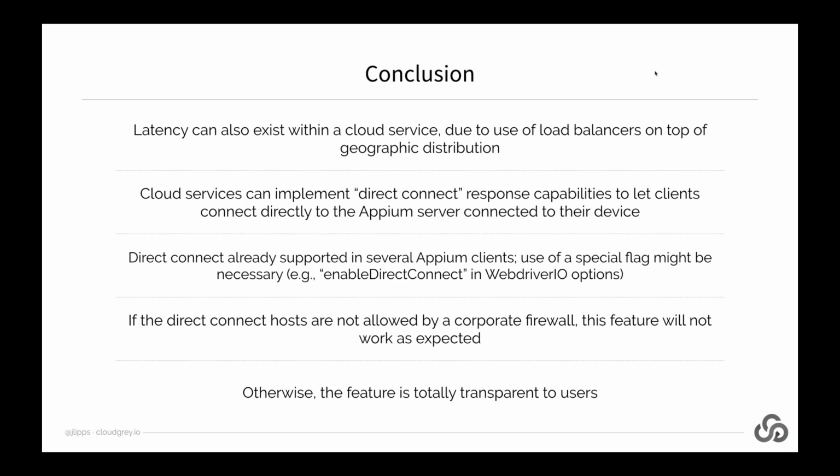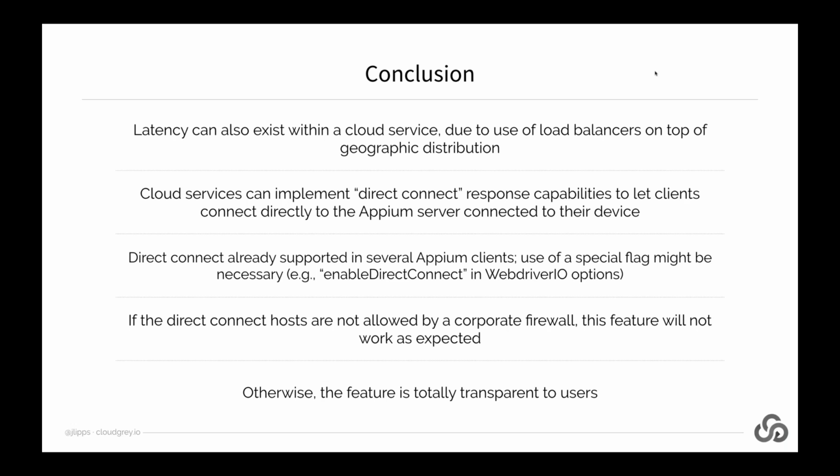So that's basically it. The one thing to be aware of is that Direct Connect might not work great if you have a corporate firewall which hasn't been configured to allow connections to the specific Appium hosts that the load balancer might redirect you to. If your corporate firewall is only configured to allow connections to the load balancer, then when your Appium client tries to connect directly to an Appium host, if that's not also in your firewall's whitelist, then you might run into problems. You might not be able to actually use Direct Connect.